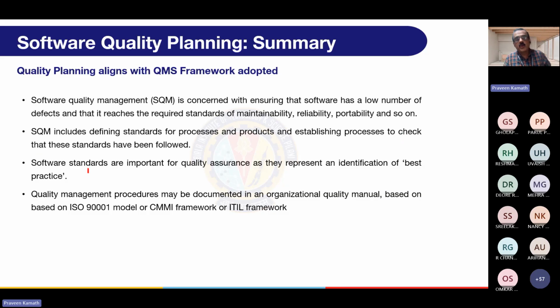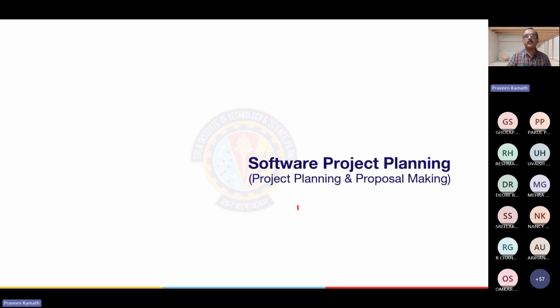Software standards are important for quality assurance as they represent an identification of best practice. Quality management procedures may be documented in an organizational quality manual based on the ISO 9001 model, the CMMI framework, or the ITIL framework. Now, software project planning.